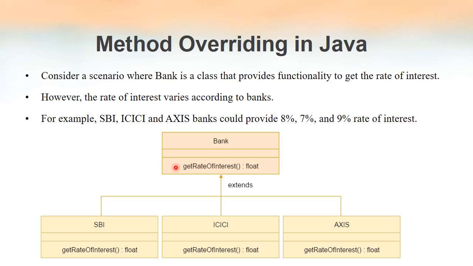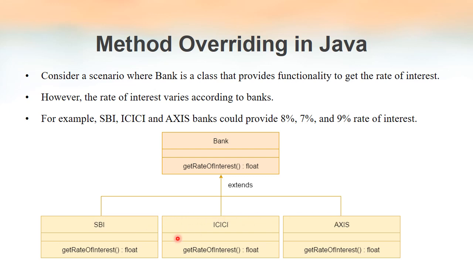Consider the situation. We know that in our country there are so many banks, right? SBI, ICICI, Axis Bank, HDFC, Federal Bank, so many banks. Suppose we are going to write software for these banks. We are creating one class named Bank. Inside that class we have a method named getRateOfInterest, and this method is going to return a float value.